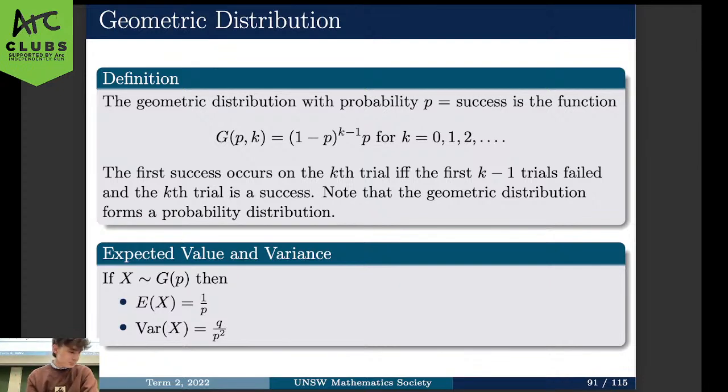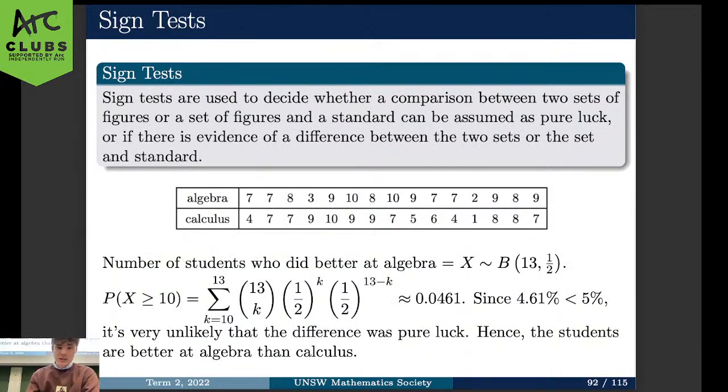So a sign test is just a way of deciding whether two sets are different purely because of chance or because there is evidence of an actual statistical difference between the two sets. So we want to find the probability of the two sets being as different as they are due to pure chance, right? And to do that, the first step is to count the number of instances. So in this case, at least, we're trying to determine whether algebra students are better than calculus students.